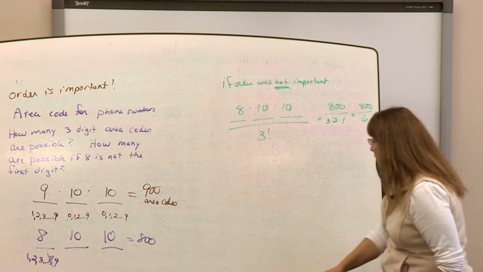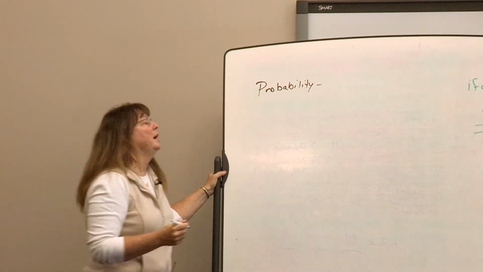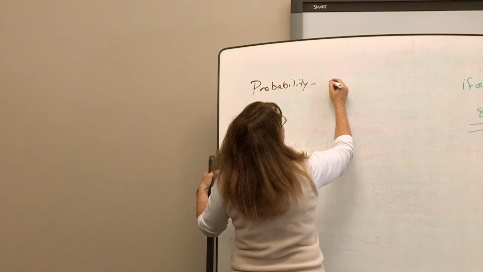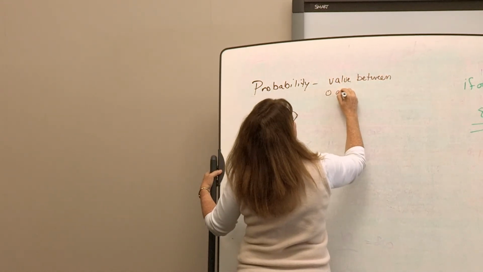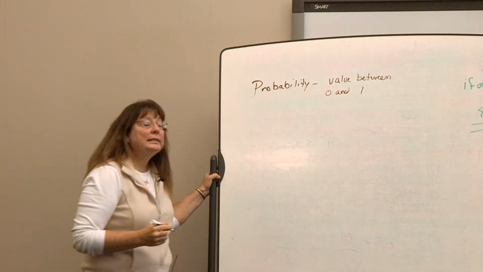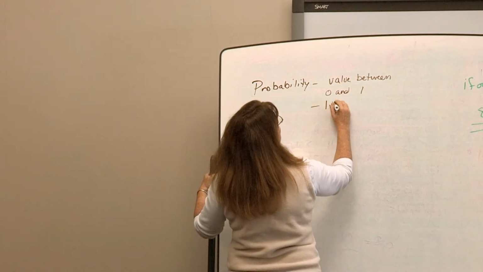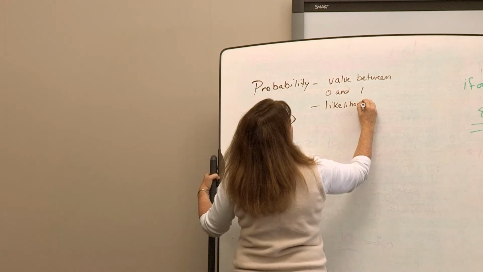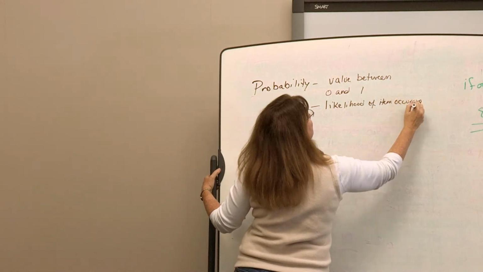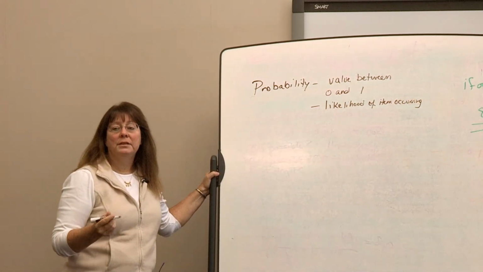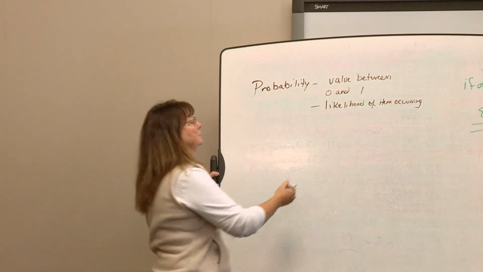Let's talk really quickly about some probability. Probability is usually going to be a value between 0 and 1. It tells you how likely or what the chances are of an item occurring. So typically when you have these, they're going to be given to you either as a fraction or sometimes as a percentage or a decimal.